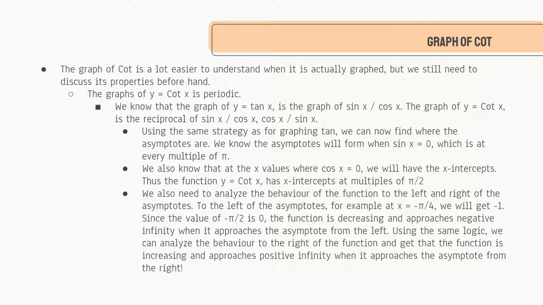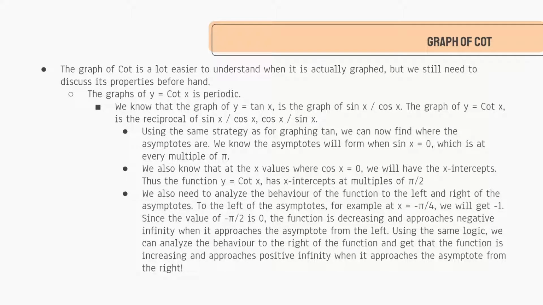So again, we could talk about the cosine graph. We should know where that graph is equals to 0, and that is whenever we have a multiple of pi over 2. So again, we have now found the zeros, or the x-intercepts, at every multiple of pi over 2. With this information, we just have to analyze the behavior of the graph as it approaches the asymptotes from the left and from the right. Luckily for us, we have the x-intercepts to help us out.